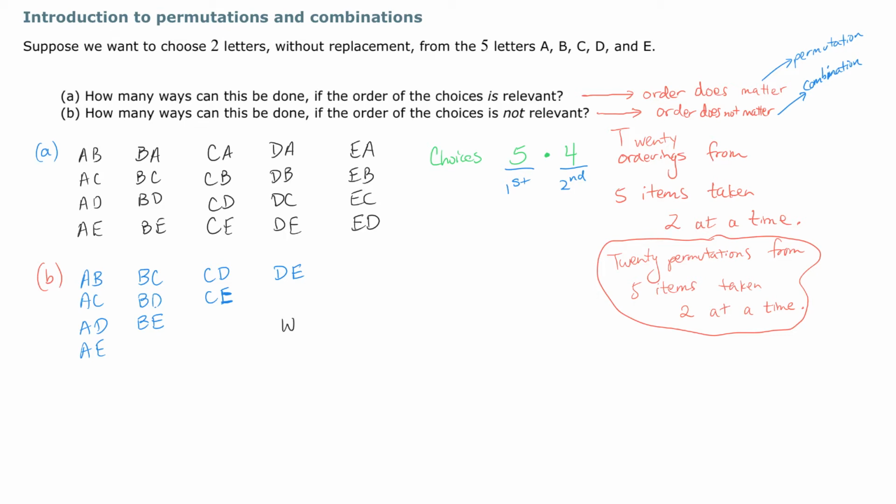So with 5 items taken 2 at a time, we have 10 combinations.